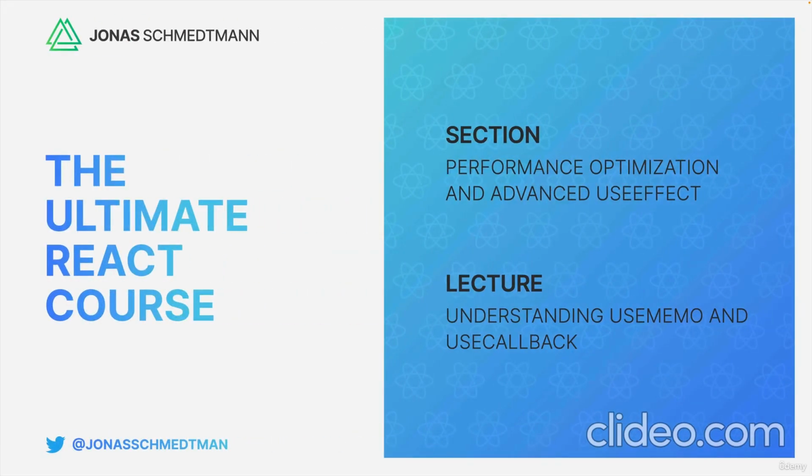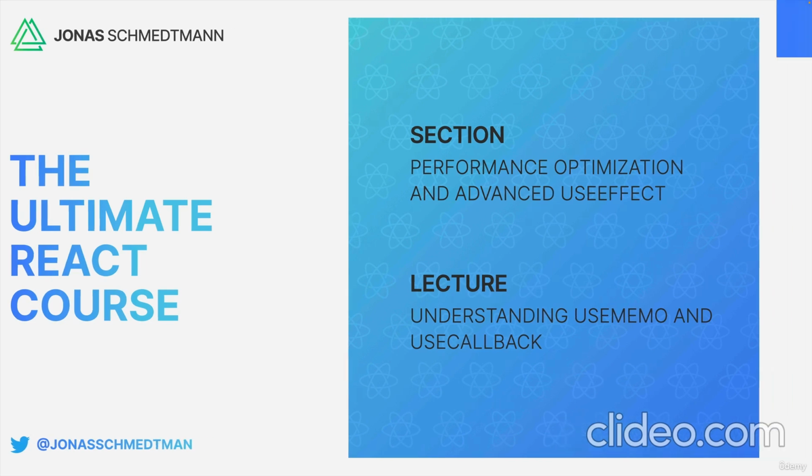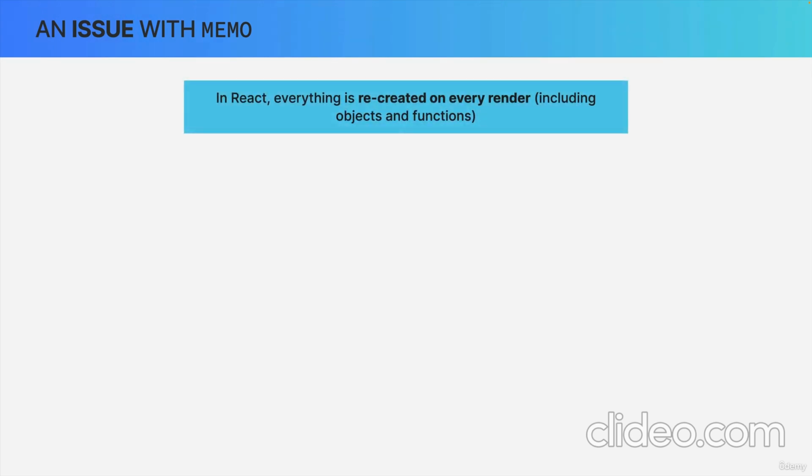In the last lecture, we found a situation where the memo function didn't actually work as expected. And so let's now understand why that happens and learn about the solution. And let's start from what we already know. So we know that in React, whenever a component instance re-renders, everything in there is recreated. So all values are always created again, and that includes objects and functions that are defined within the component. So a new render gets new functions and new objects, even if they are the exact same ones as before.